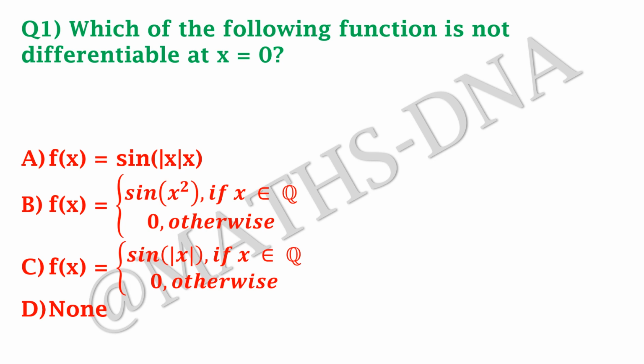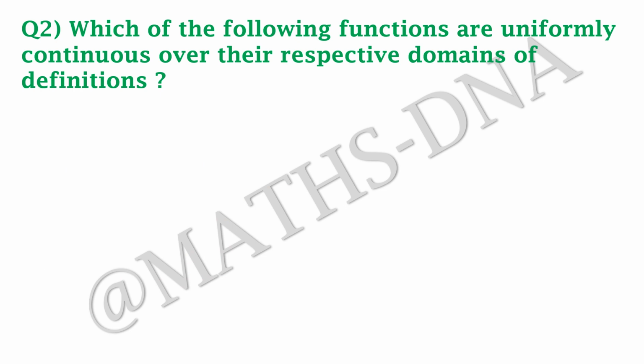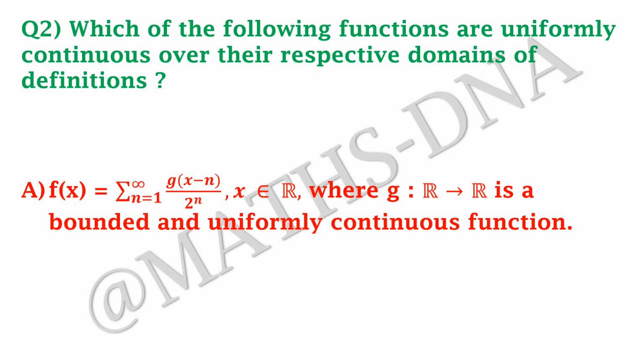Second, which of the following functions are uniformly continuous over their respective domains of the definition? The first one is f(x) is equals to summation n running from 1 to infinity g(x minus n) upon 2 raised to n, where x belongs to R and where g is from R to R, that is set of real numbers to real number, is a bounded and uniformly continuous function.